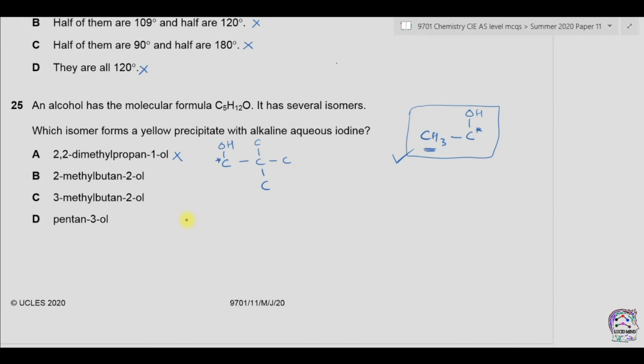B is 2-methyl-butane 2-ol. So let's draw the structure first. As you can see, with the alcoholic carbon atom we have 3 carbon atoms directly attached. So this is tertiary alcohol, and tertiary alcohol does not give positive result with aqueous iodine. Only secondary alcohol can give positive result with aqueous iodine. So this is wrong. Now drawing part 3. We have 3-methyl-butane 2-ol. On second carbon we have alcohol, and on third carbon we have methyl group.